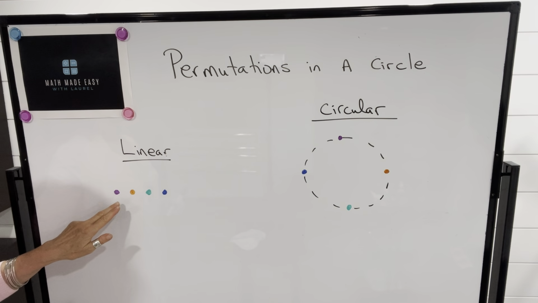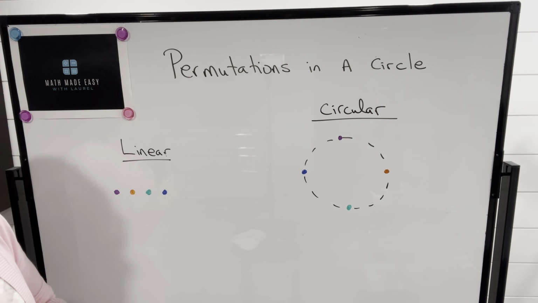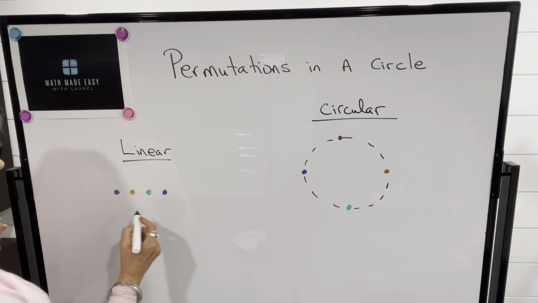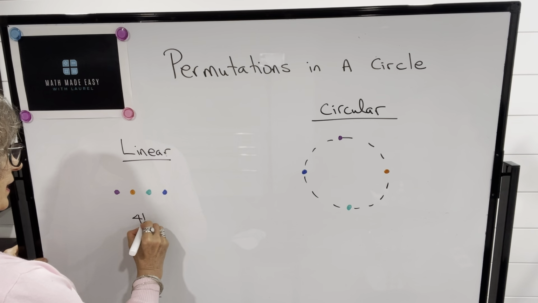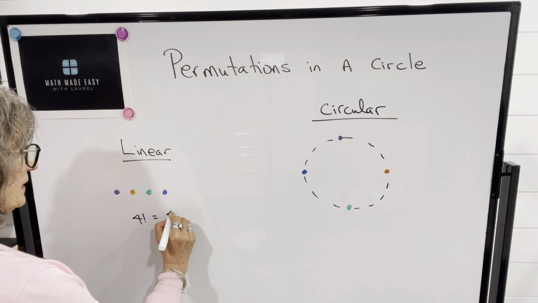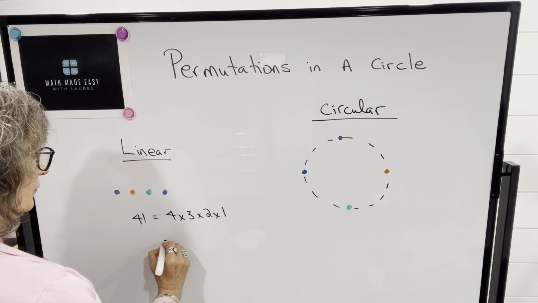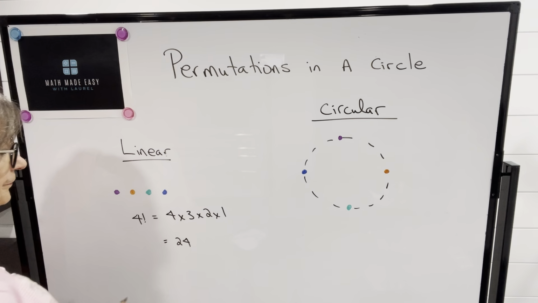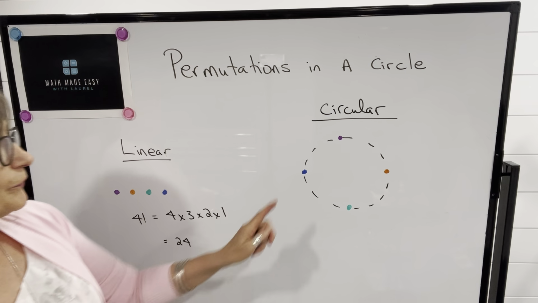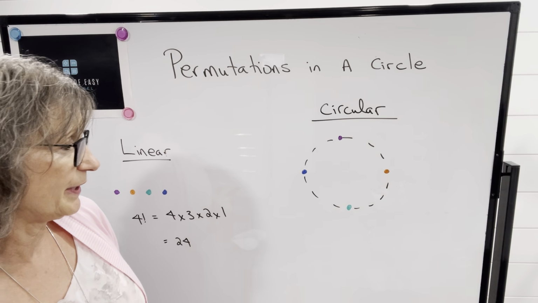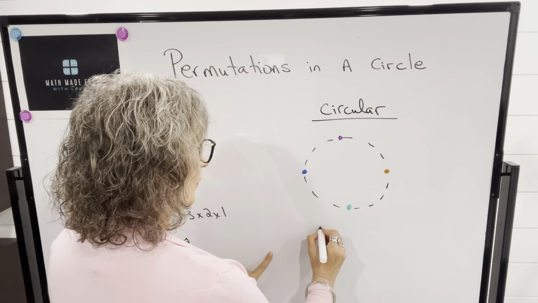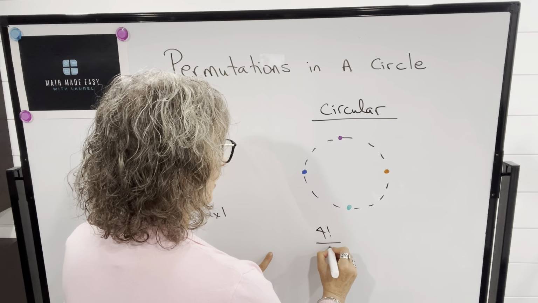Let's take a look at 4 distinct objects, in this case 4 different colored Skittles. If they're arranged in a line, we have 4 factorial ways to arrange them, and that's equal to 4 times 3 times 2 times 1, which is 24. However, if they're arranged in a circular formation, we would only have 4 factorial divided by 4.